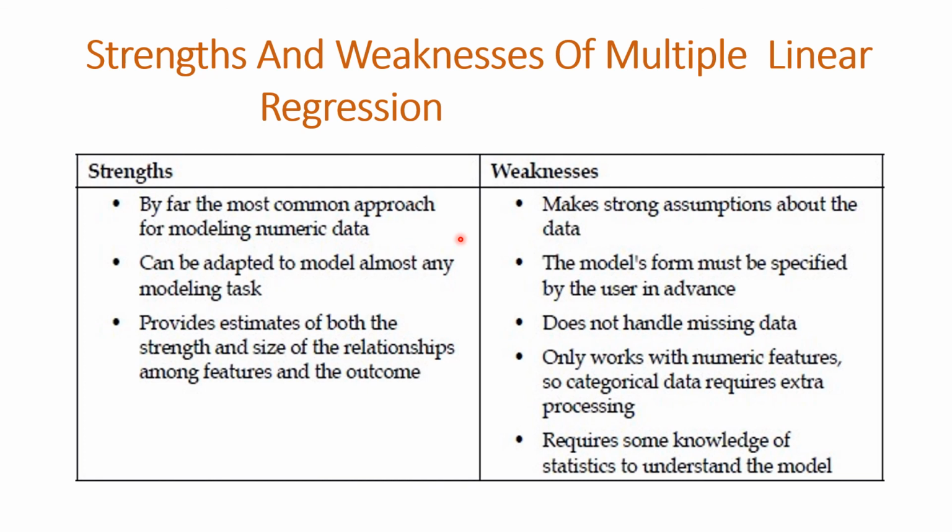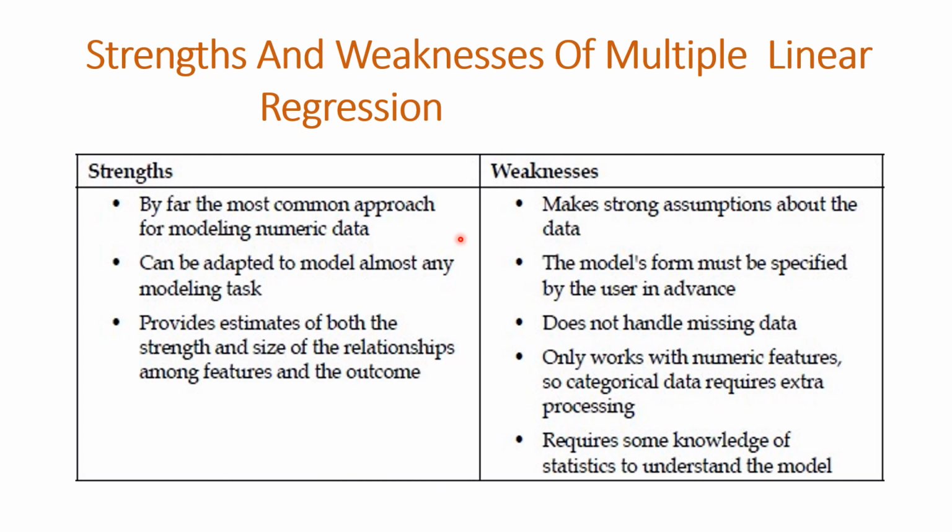Then we can see the weaknesses or disadvantages of this multiple linear regression. It makes strong assumptions about the data. In multiple linear regression, we have one dependent variable and multiple independent variables. By finding out the relationship, we assume that there should be some strong relationship. Our assumptions about the data are strong when using this multiple linear regression. That is one of the disadvantages.